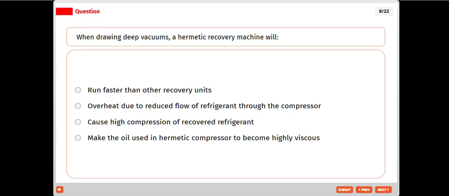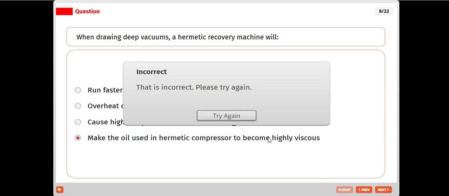When drawing deep vacuum, a hermetic recovery machine will run faster than other recovery units. Overheat due to reduced flow of refrigerant through the compressor. Use high compression of recovered refrigerant. Makes the oil used in the hermetic compressor highly viscous. I'm not sure. No?